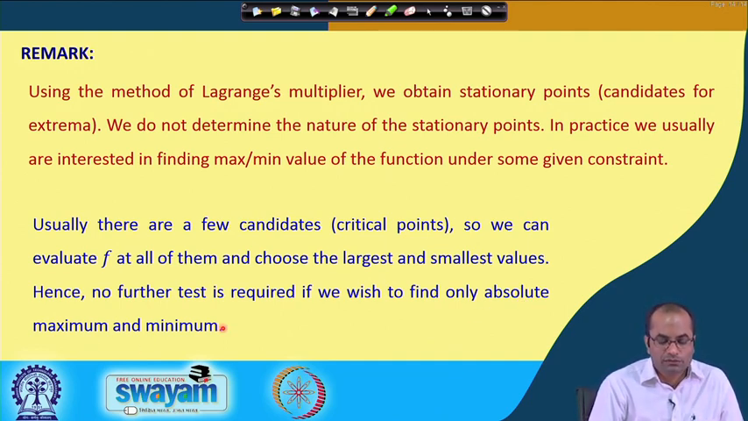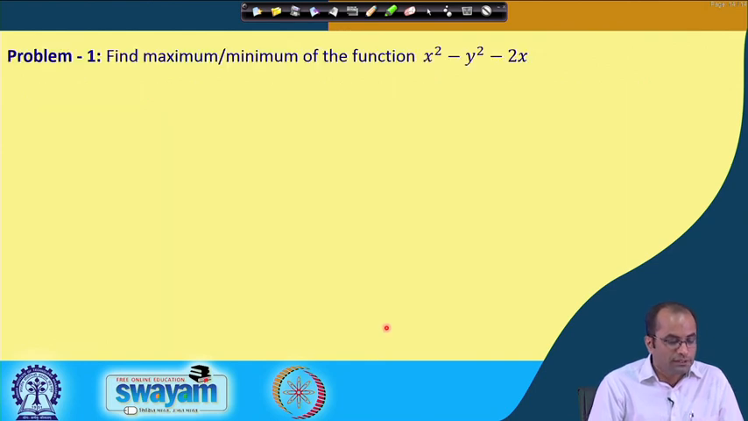So, our aim is now to find only the absolute maximum and minimum, and therefore, we do not need any other test to determine whether this point is a point of local maximum, minimum, or a saddle point. Rather, we will look for just the global maximum and minimum of the problem under that given constraint. So, let us move to the example here.